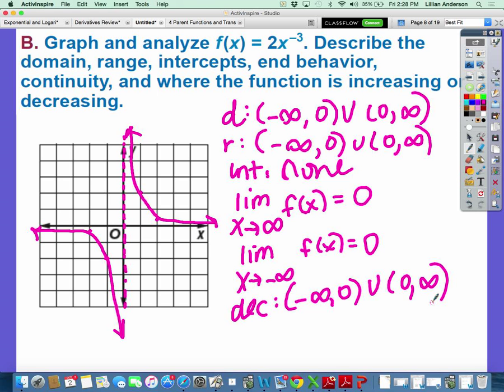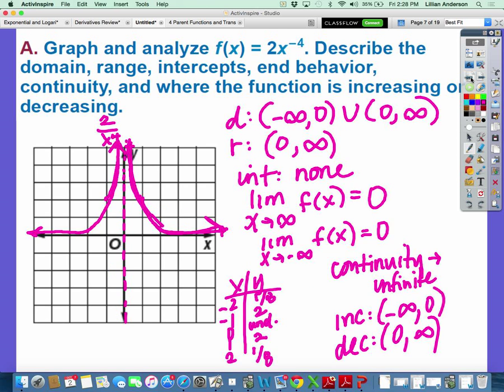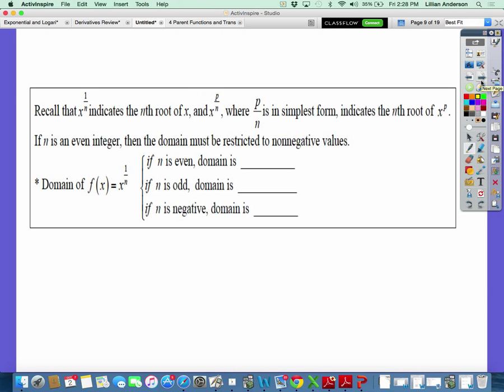Questions? Yes. For the other one, if it was negative, it would just flip down. Exactly. If this had been negative, then you would have had your branches, your hyperbolas, down here, and then it would have been decreasing. All right, a few more. Getting you a little bit of everything.